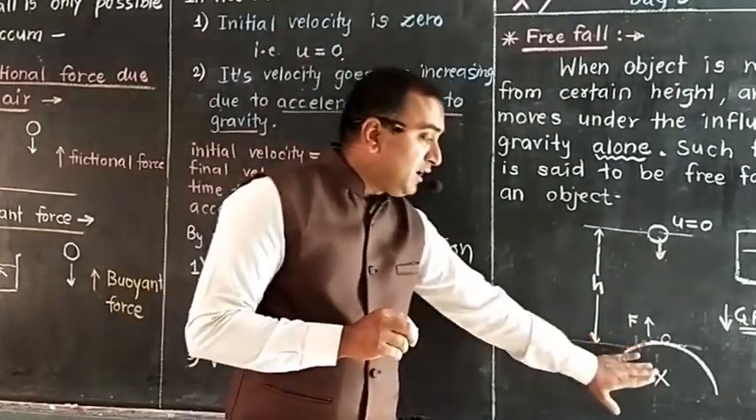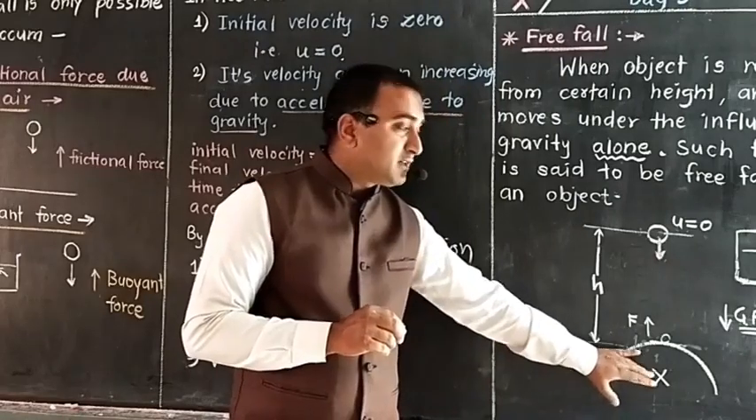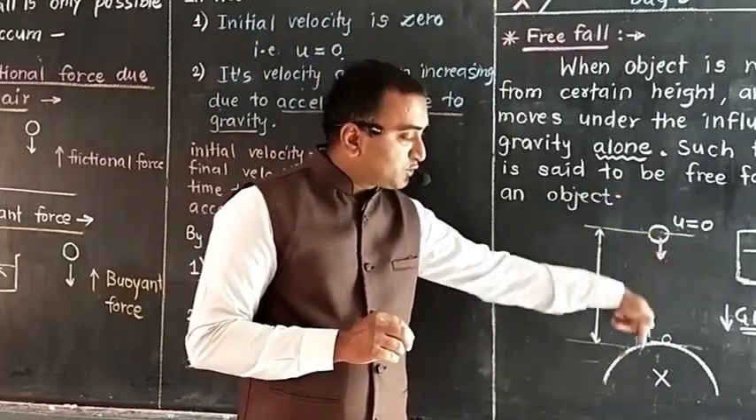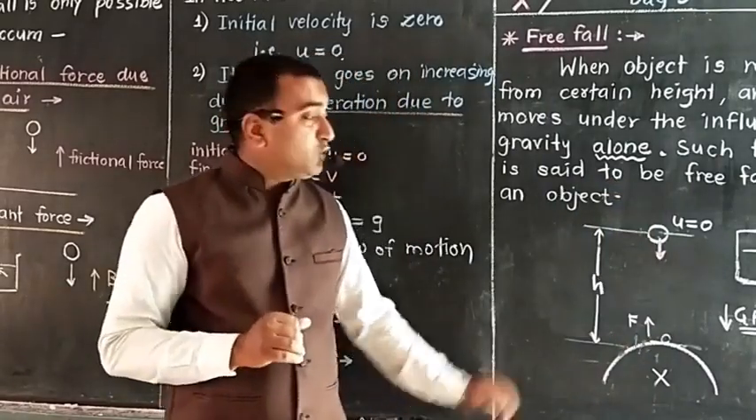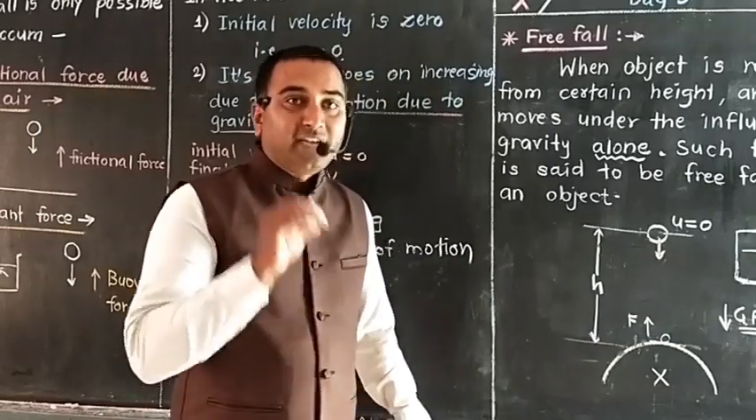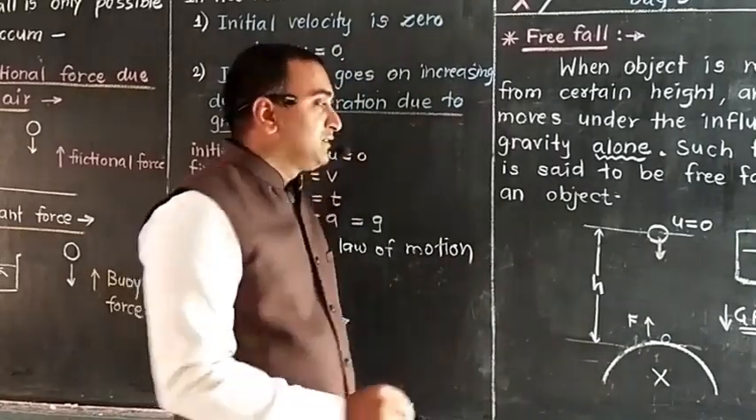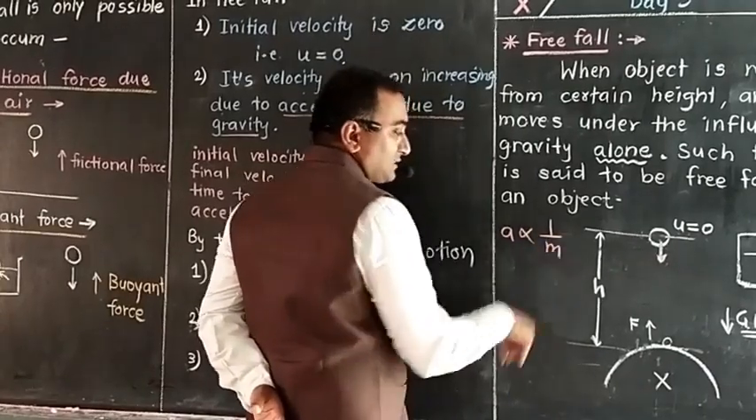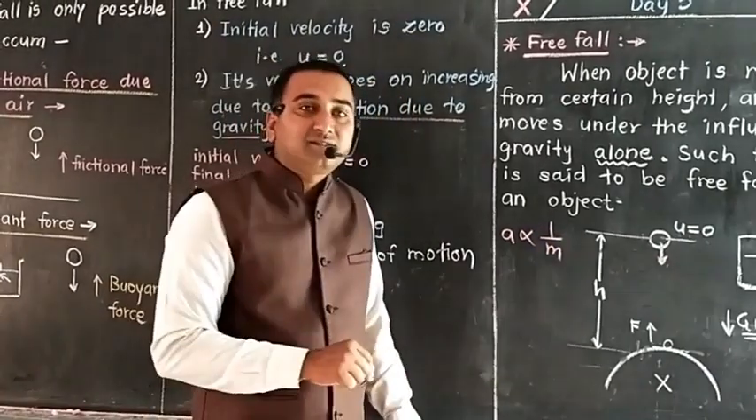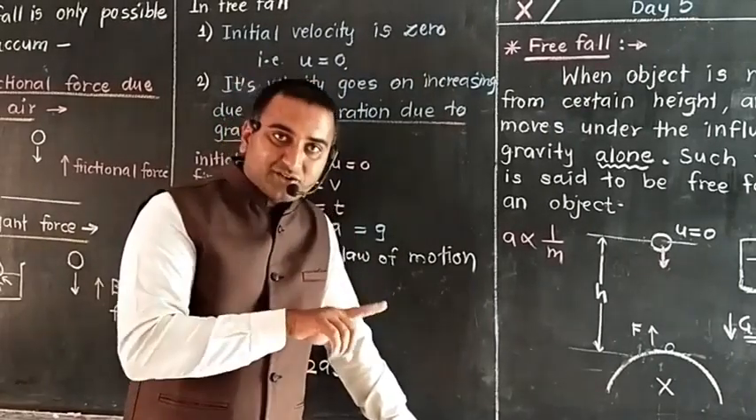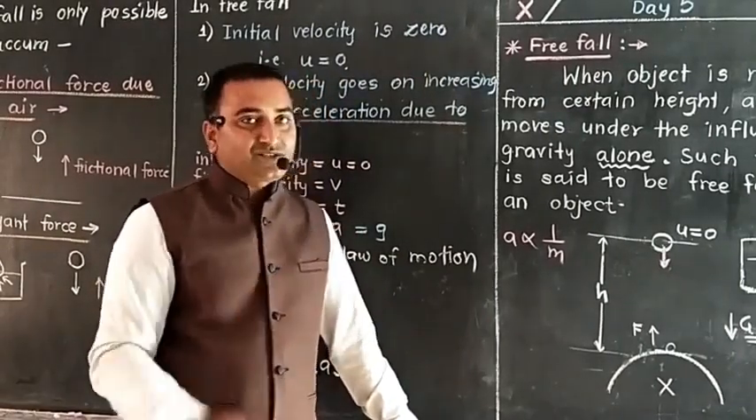That means the earth's force on the object and the object's force on the earth are the same. But whether the stone or that object moves downward depends on mass. So acceleration is inversely proportional to mass. Less the mass, more the acceleration. More the mass, less the acceleration.